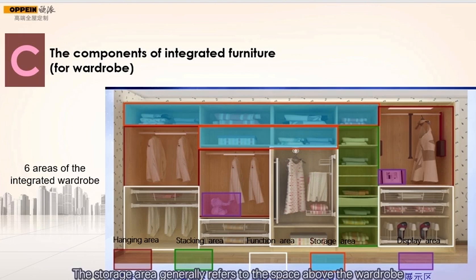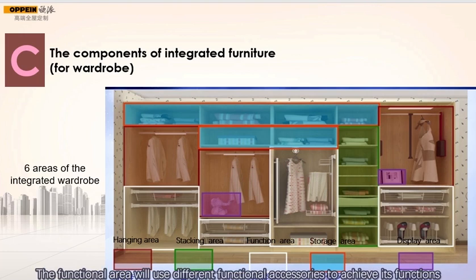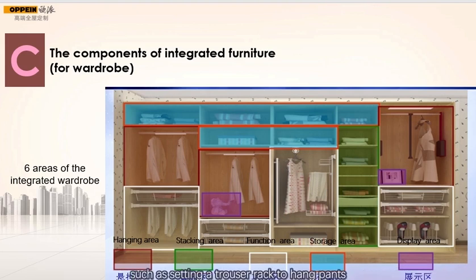The storage area generally refers to the space above the wardrobe, where bedding and non-seasonal clothes will be placed. The functional area will use different functional accessories to achieve its functions, such as setting a trouser rack to hang pants, or setting a lattice to put some jewelry. The display area generally uses blank places to put some decorations, such as toys, photo frames, and so on. In addition, it can also put shoes and bags.